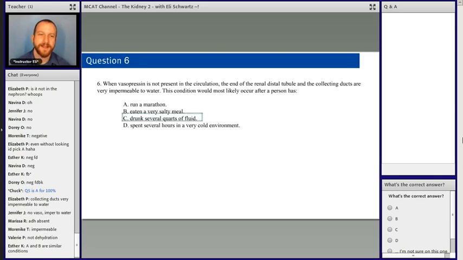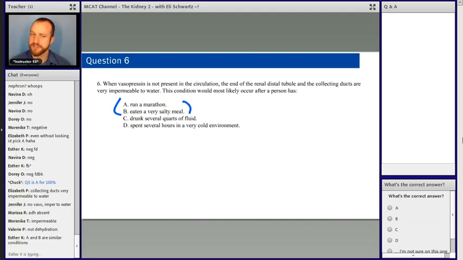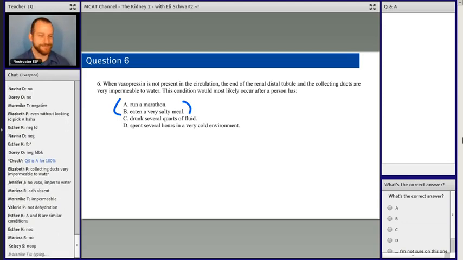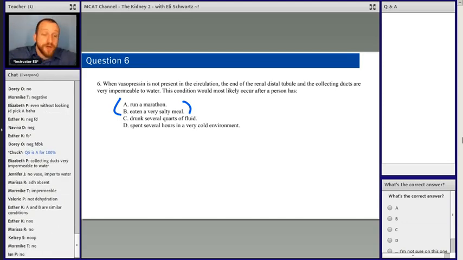And A and B, exactly right. A and B sound like running a marathon, eating a salty meal, those would be conditions that would be dehydration that would cause us to be permeable. So it can't be A or B. Even if we weren't sure, they're both the same condition. If they're both the same, could they both be right? No. So they both must be wrong. Cool, get rid of A and B.